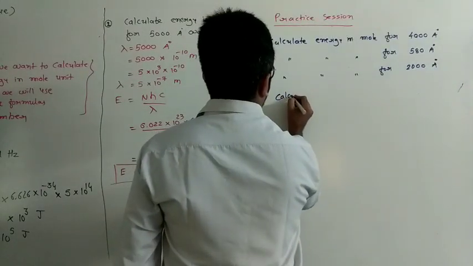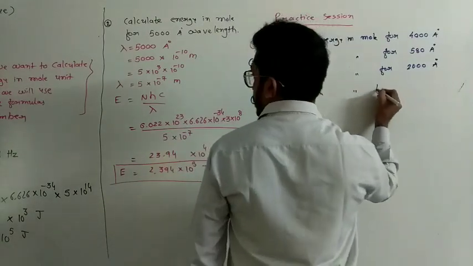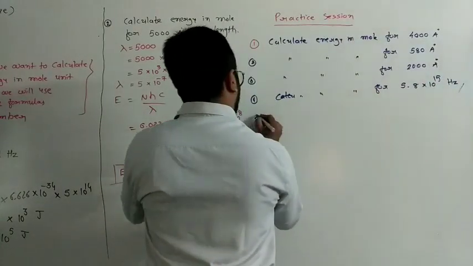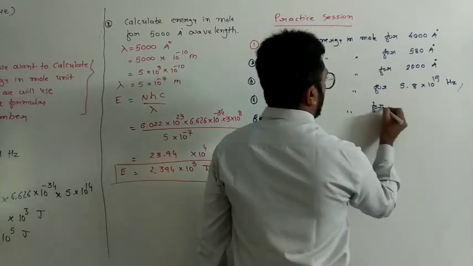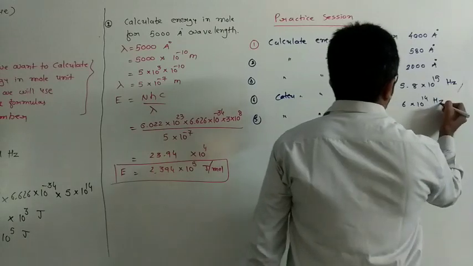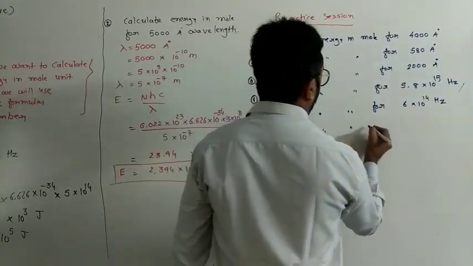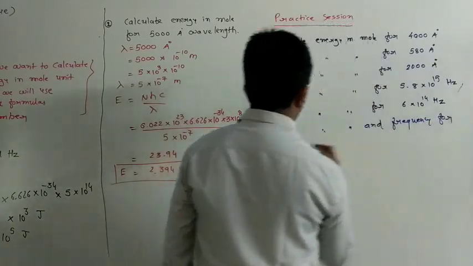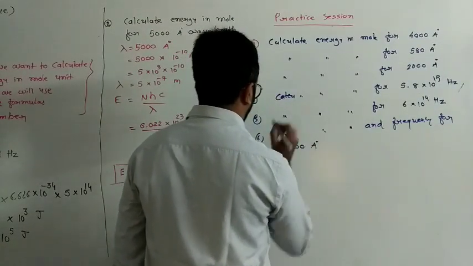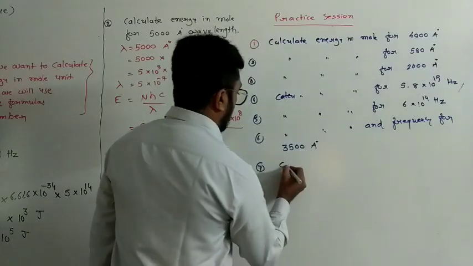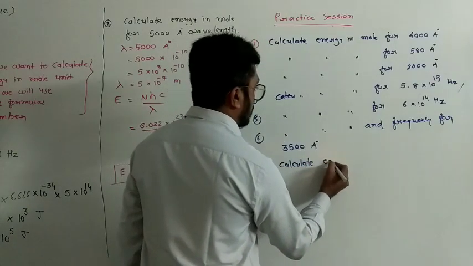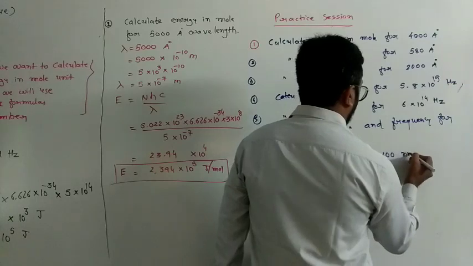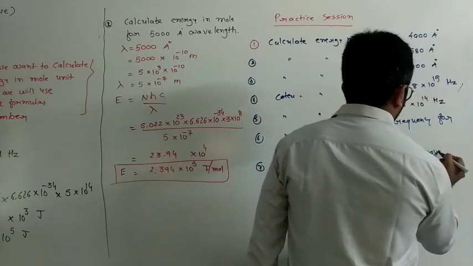Now calculate energy in mole for 5.8 into 10 raised to 15 hertz. Calculate energy in mole for 6 into 10 raised to 14 hertz. Calculate energy in mole and frequency for 3500 angstrom wavelength. And the seventh one, calculate energy for 400 nanometer wavelength.